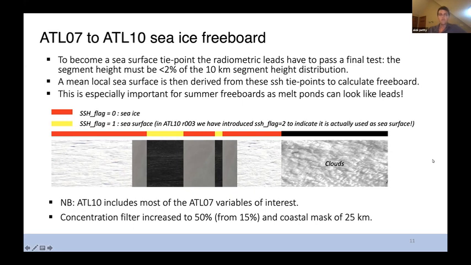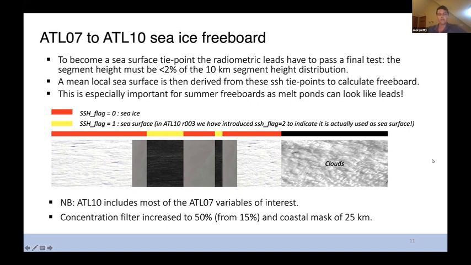So yeah, most of what happens is in ATL07. ATL10 is this kind of final step to then derive freeboard. There's a couple of other things that happen. There's some quality flagging, looking at how good that Gaussian fit is. Some quality numbers assigned, and some of the bad quality height segments are thrown out in the ATL10 freeboard data set. So that's something to consider. And again, we've changed that in release 3. So we've loosened that restriction to enable some of the lower quality height segments to pass through.